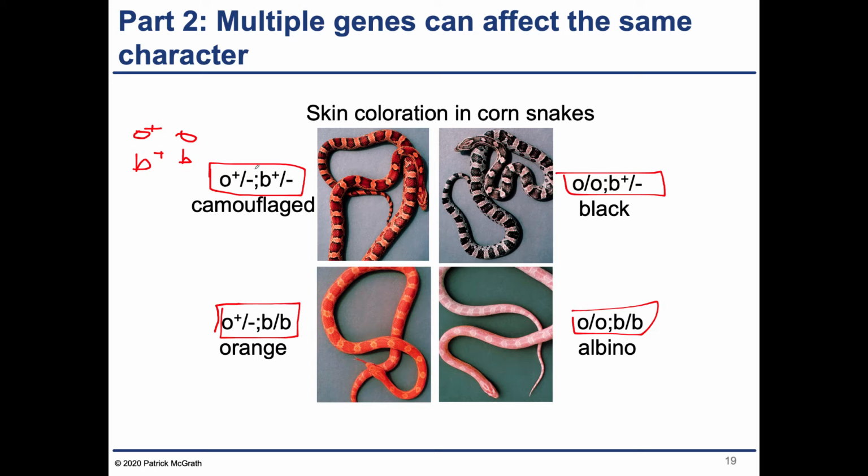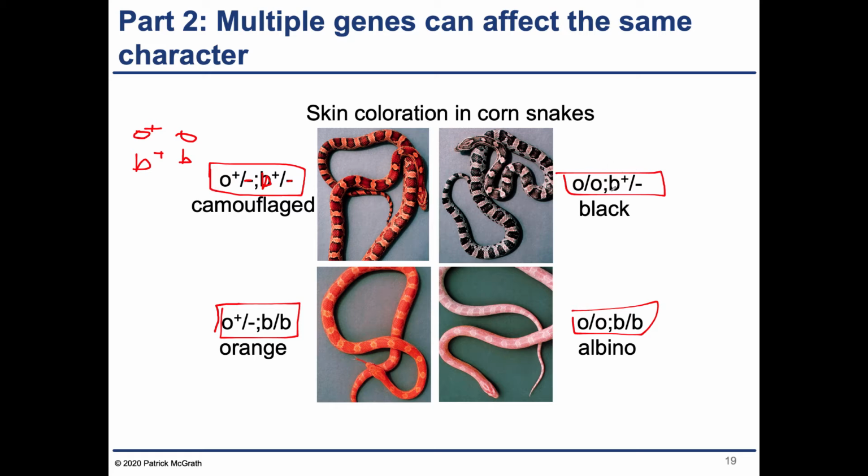But the way you should read this is that it means if one allele is O plus, it doesn't matter what the second allele is. It could either be O plus or O. If one allele is B plus, then it doesn't matter what the second allele is. So any genotype that falls within this is camouflaged. So there's 4 different genotypes that actually result in camouflage snakes.